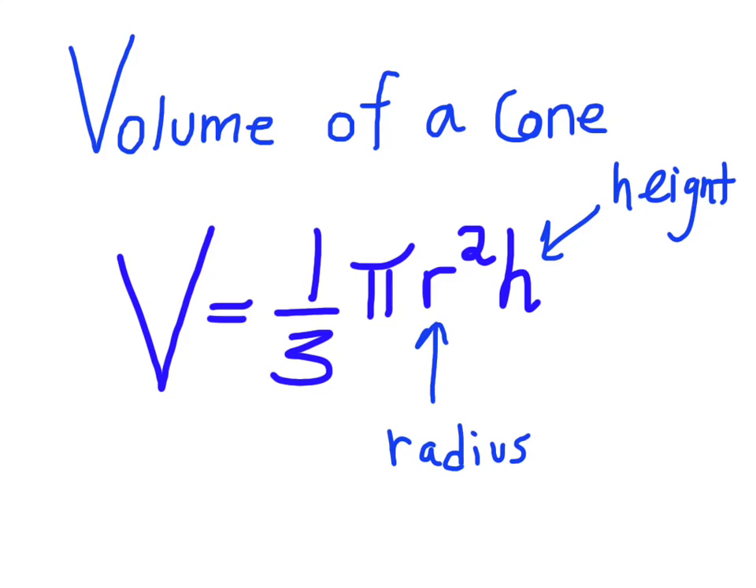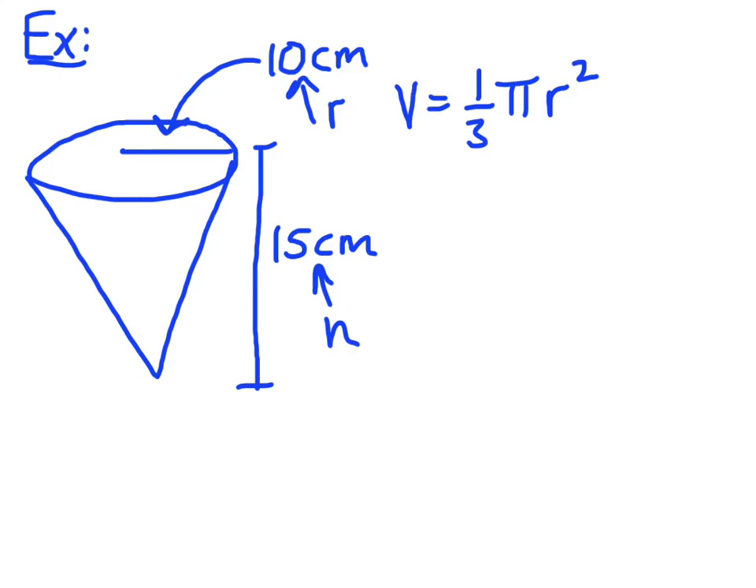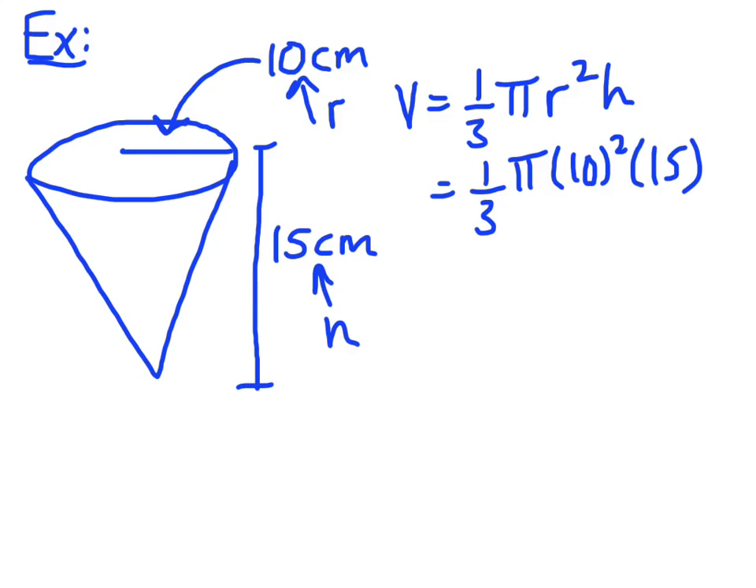So let's do a couple of examples, and there are basically two types. In this one we're given the radius 10, so that's my r right here, and my height h. So really all we have to do is plug it in the formula and see what happens. So let's see. Volume is equal to 1/3 pi r squared h. Always a good idea to rewrite your formula. 1/3 pi, and then we got 10 squared times the height 15.